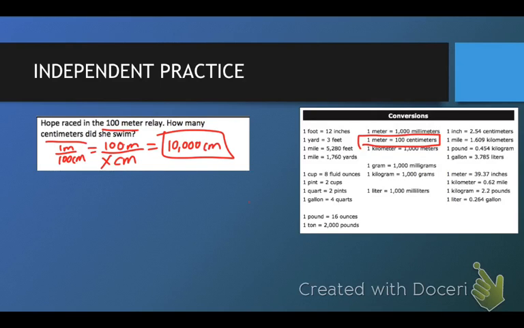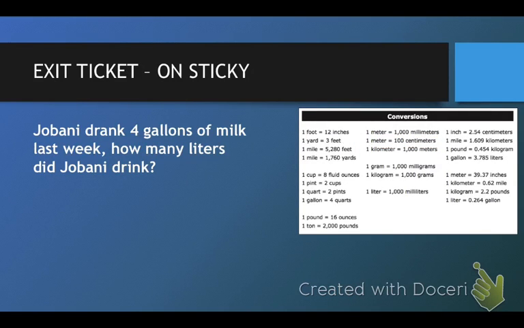Quick video. Your job on a sticky note is you're supposed to do this problem. Give it to me when you're done so I can check it, and then, hey, you're going to finish this worksheet. So congratulations. Your exit ticket says, Giovanni drank 4 gallons of milk last week. How many liters did Giovanni drink? Remember, set up your proportion, solve it using cross multiply and divide, and make sure you put a label.